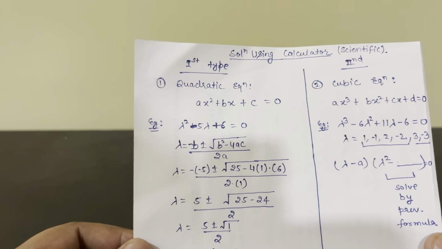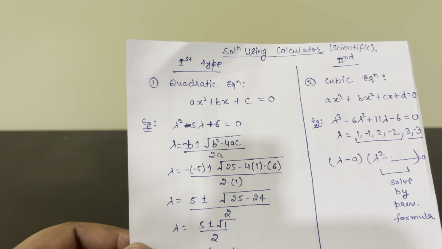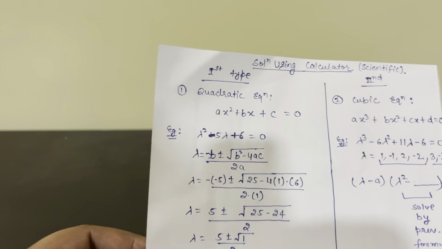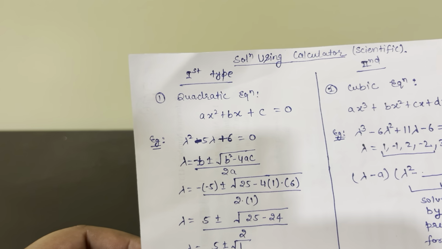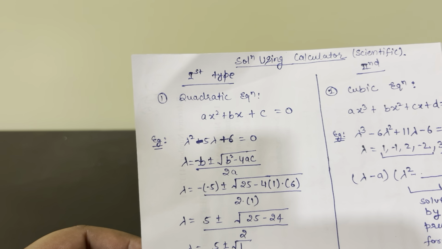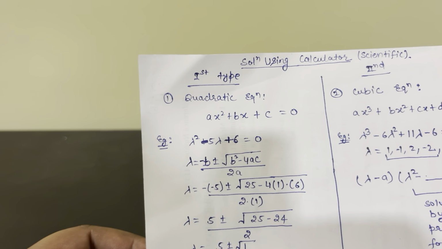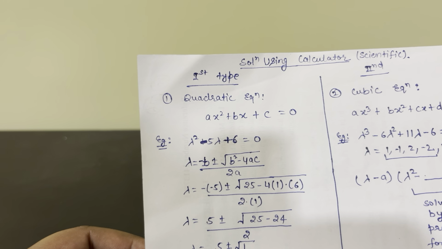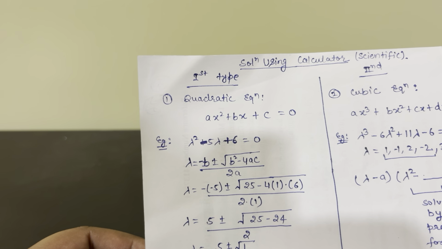Firstly, without wasting your time, let's start with the calculator. We'll start with the quadratic equation. Let's suppose we have a quadratic equation of type ax square plus bx plus c equals to 0. Let's take an example: lambda square minus 5 lambda plus 6 equals to 0. Let's suppose this is an equation in terms of lambda.